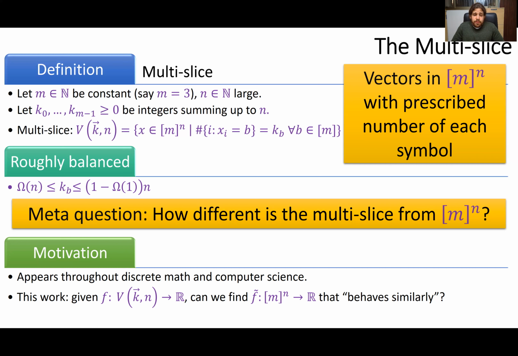So for this work, let us make the question a bit more precise. The question we consider is, suppose we have some function over the multislice, some real valued function. Can we find a counterpart of it, f tilde, on the product space, such that these two functions behave similarly? I don't want to define "behave similarly" exactly here, we'll see it a bit later, but this is the rough question that we study. In other words, we want to establish an invariance principle for functions. Given a function, we want to associate with it a function on the product space such that these two functions are roughly the same.